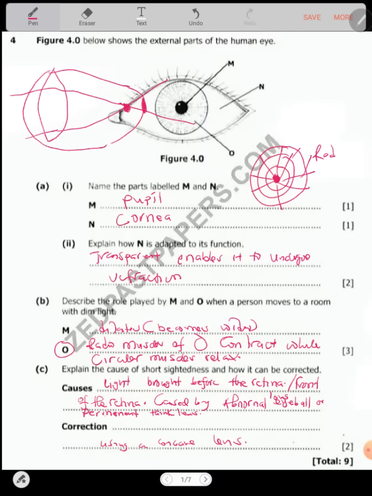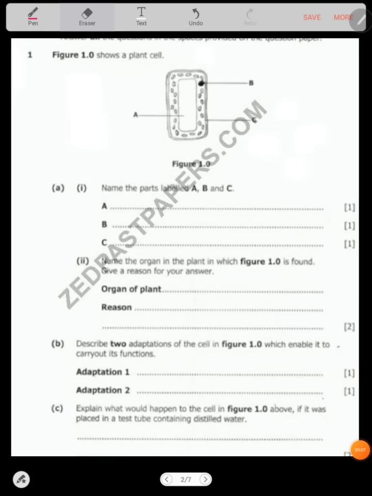Let's look at another question. This is a plant cell. You've been told it's a plant cell. As I name the parts labeled A, B, and C. What is A? A, you can see that that's a vacuole. Okay, spellings are very important. What is B? B is a nucleus. What is C? When you look closely, C is inside, that's the cell membrane.